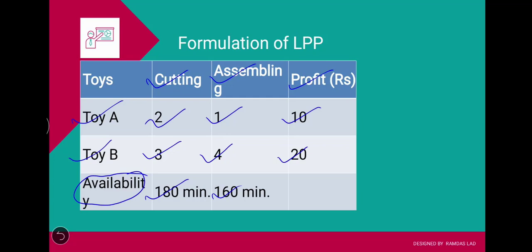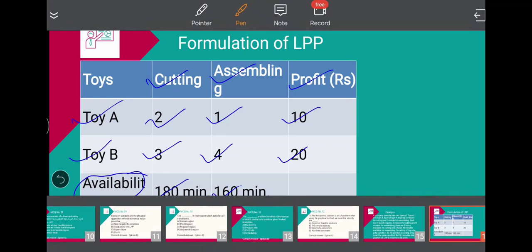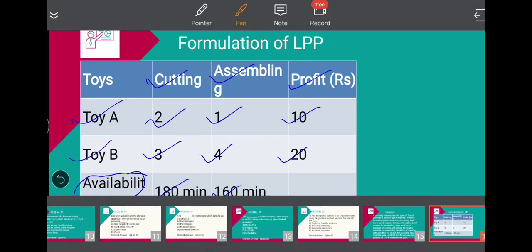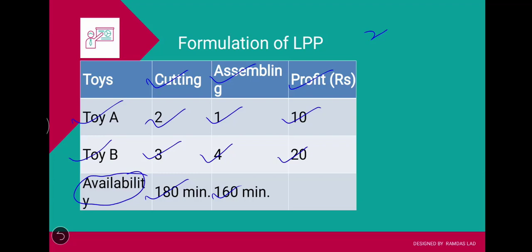Now we have to decide the decision variables. The number of products: toys A to be produced, we can assume as x, and toys B to be produced, we can assume as y. So how to write the objective function? Multiply with this x and y. So we get the objective function Z is equal to 10x plus 20y.